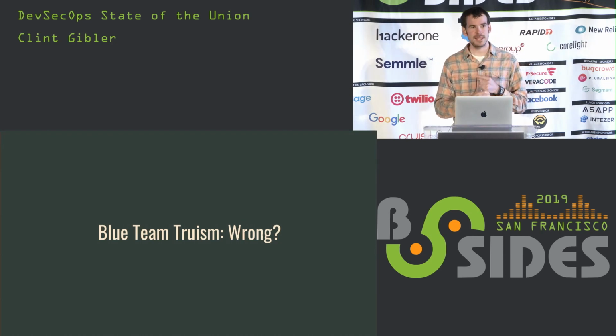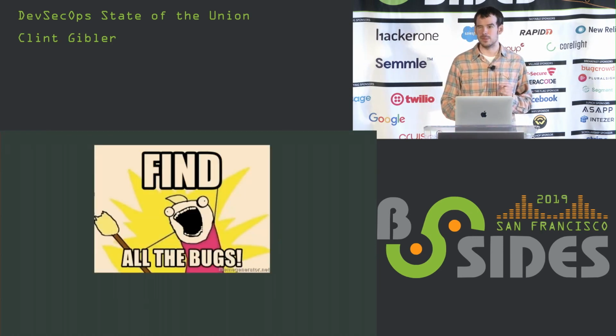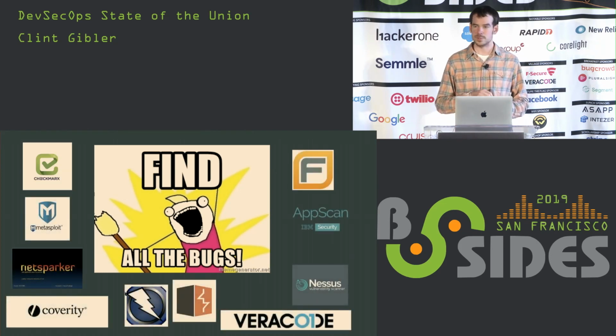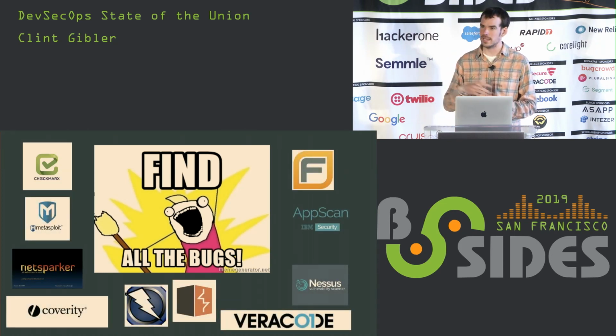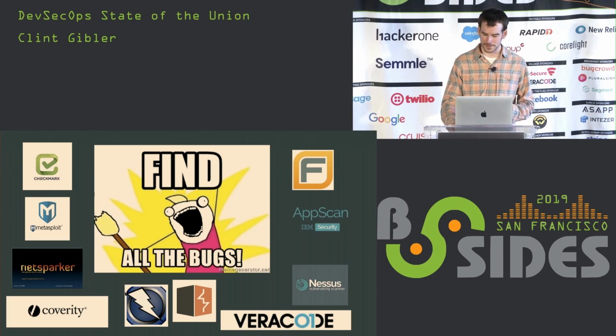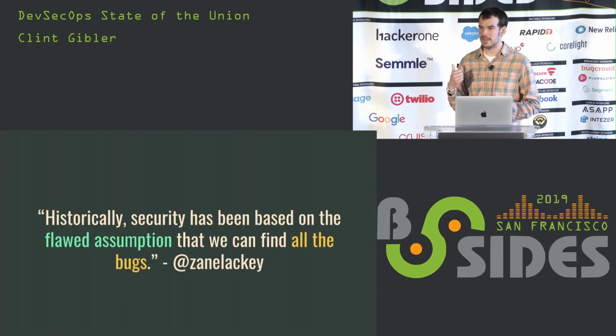So one thing I've been thinking about recently that I wanted to mention to you all, and I would love to have your feedback, is that historically as a community we've been very focused on finding all of the bugs. And there's been a huge number of companies that we collectively have spent billions and billions of dollars with to find all the bugs. But I think most people would agree that there are still bugs. Right? And one thing my friend Zane said recently is that historically security has been based on the flawed assumption that we can find all the bugs.